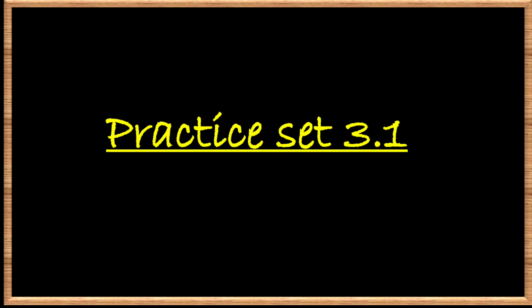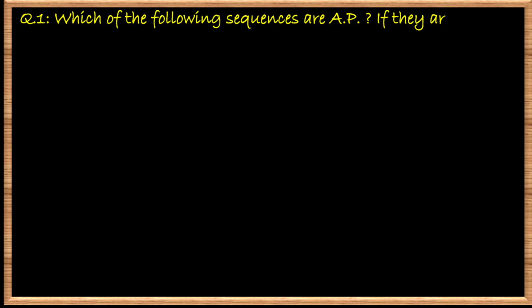Your practice set 3.1 is a complete introduction to the arithmetic progression where we are going to see some of the sums. Your first question here is: which of the following sequences are AP? If they are AP, find the common difference.